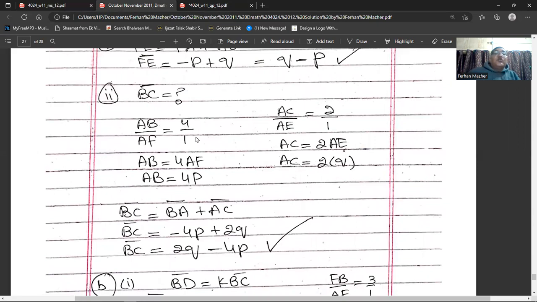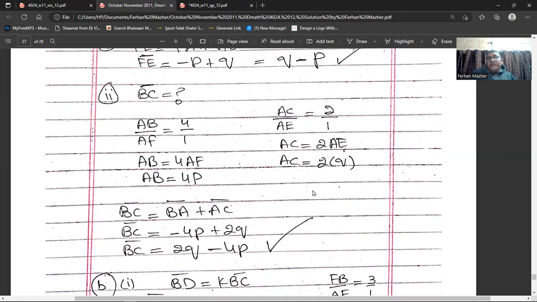AB by AF is 4/1. That was the ratio which was given. AB will be 4 times AF. So AB will be 4P. AC by AE is 2/1. So AC is 2 times AE. So AC will be 2 into Q.